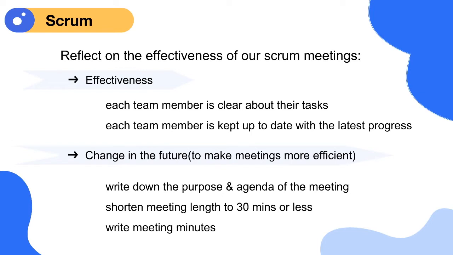Firstly, before the meeting, the Scrum Master can write down the purpose and the agenda of the meeting and then send it to our group. Secondly, we can shorten the length of the meeting to 30 minutes or less. Lastly, after the meeting, the Scrum Master can write meeting minutes and then send them to our group.